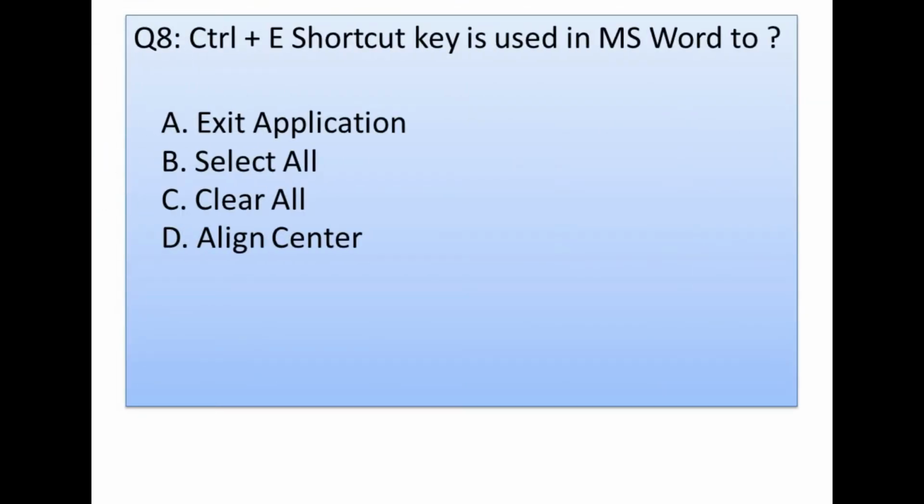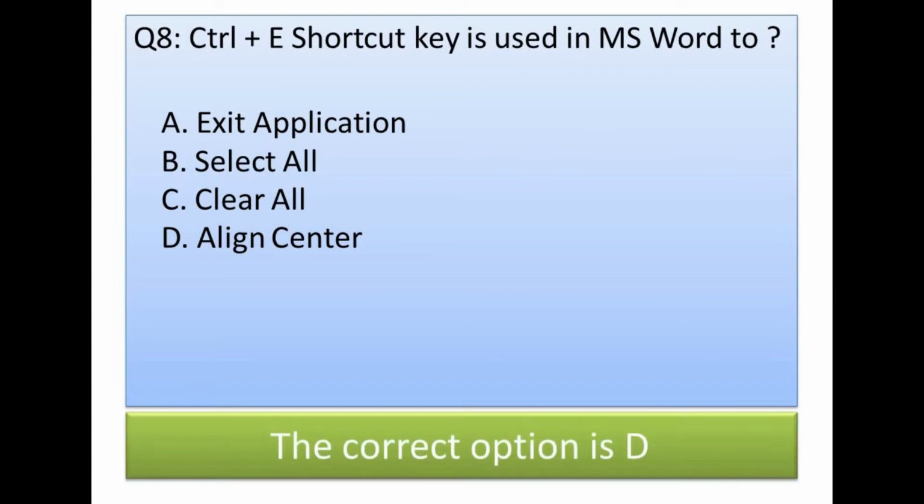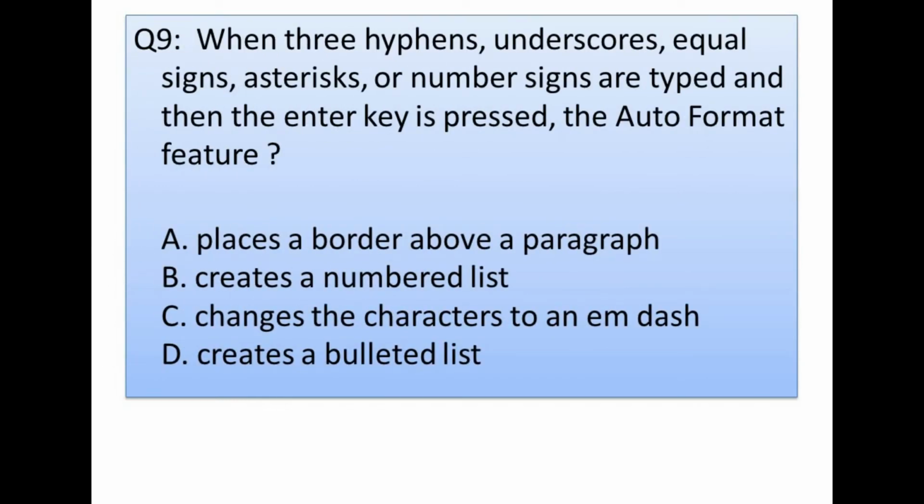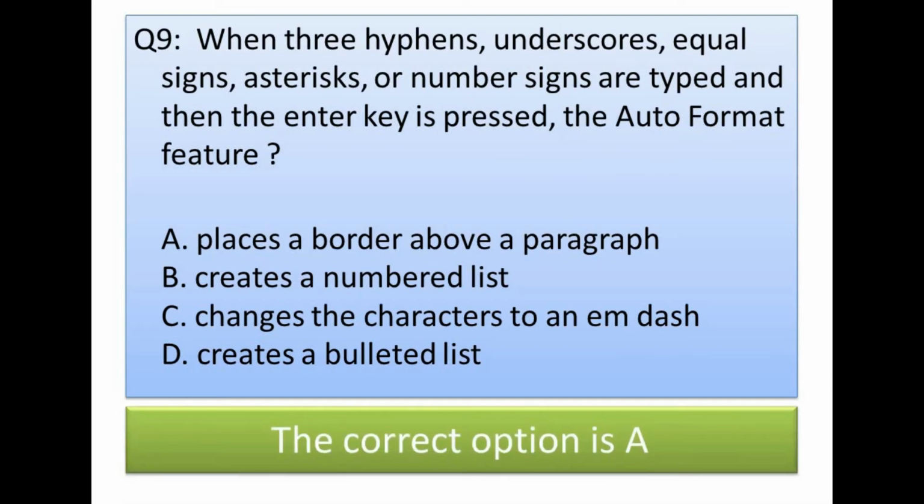Ctrl+E shortcut key is used in MS Word to exit application, select all, clear all, align center. So the correct option is D. When three hyphens, underscores, equal signs, asterisks or number signs are typed and then enter key is pressed, the autoformat feature places a border above a paragraph, creates a numbered list, changes the characters to an EM dash, creates a bulleted list. So the correct option is A.